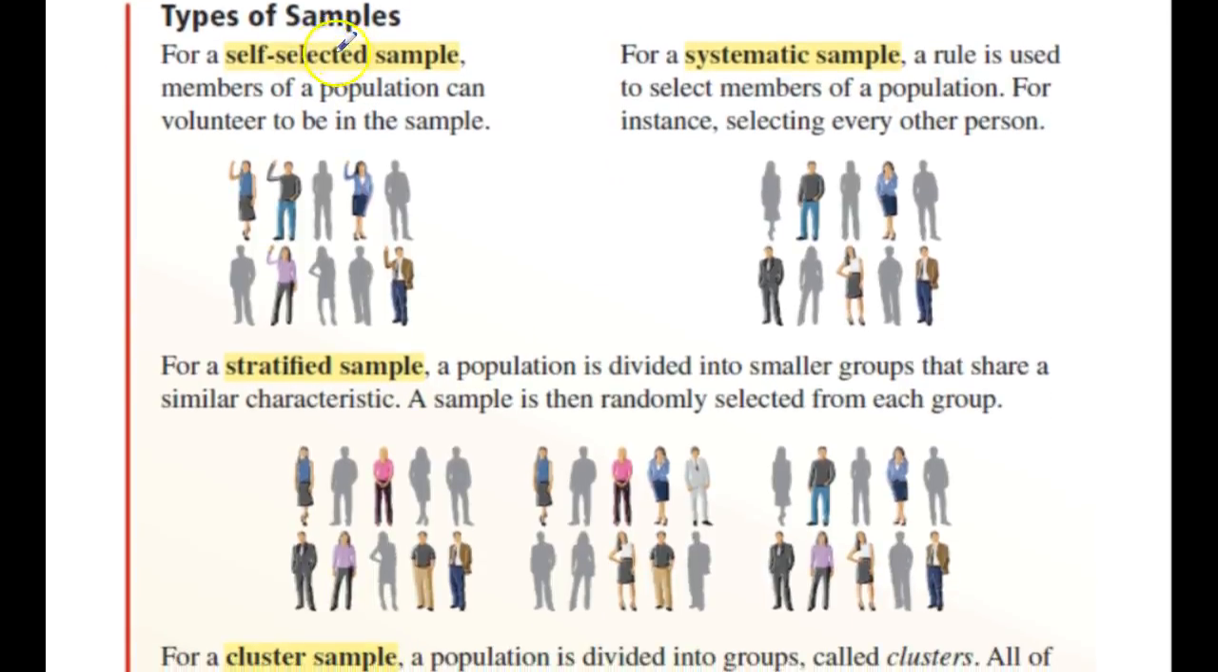For our first one is a self-selected sample. So in a self-selected sample, members volunteer. So this is not the most random type of sample, as we only have people that volunteer for our study. A second type of sample is a systematic sample. So in a systematic sample, we use a rule to select members. So like every other person or every third person, so then we get a different grouping of people.